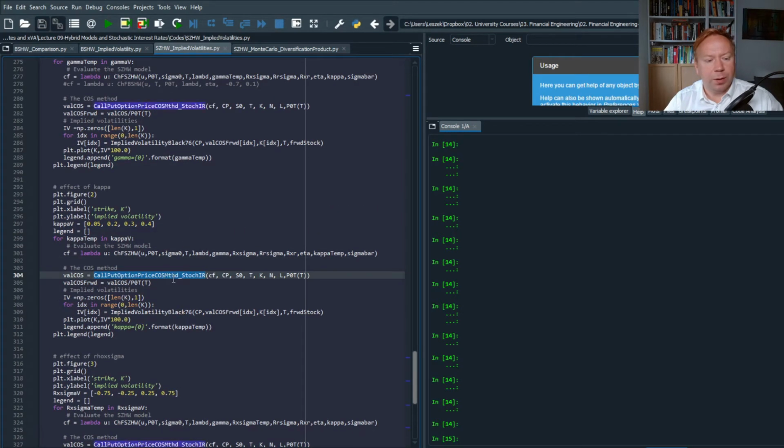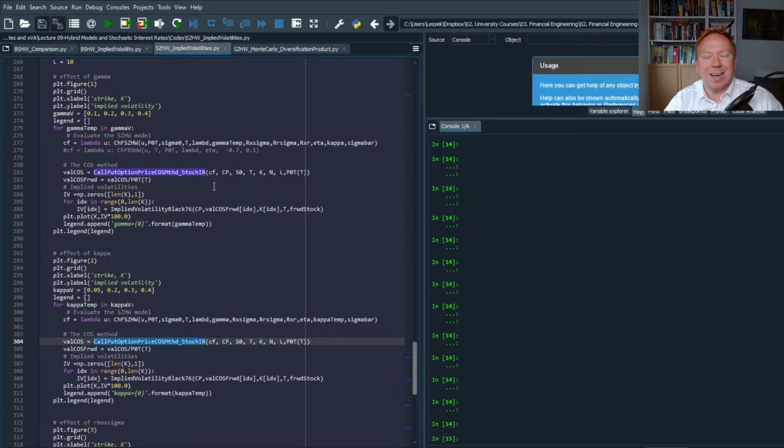Here, again, we evaluate everything with the COS method, which is adjusted for stochastic interest rates. It's very much like what the regular COS method was, except that we have to handle this zero coupon bond that we take outside of the expectation. And then here we look at the implied volatility for the Black 76.